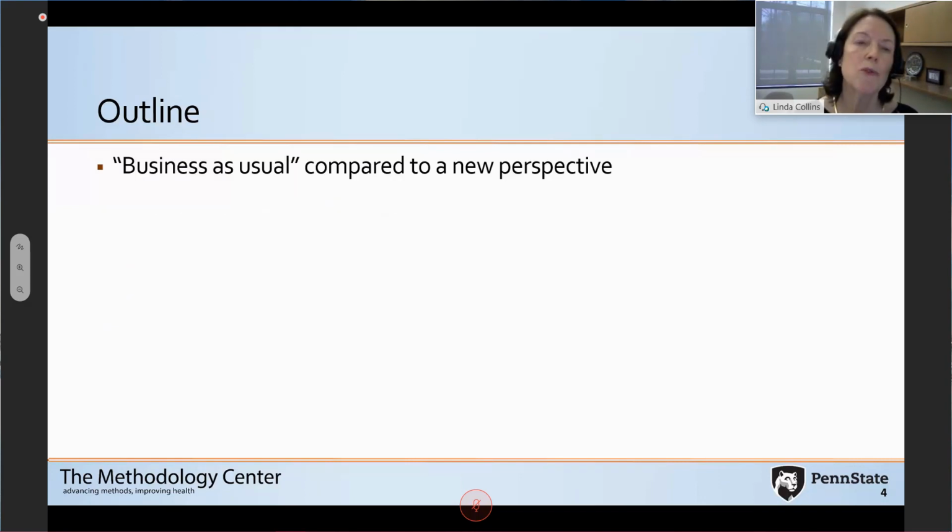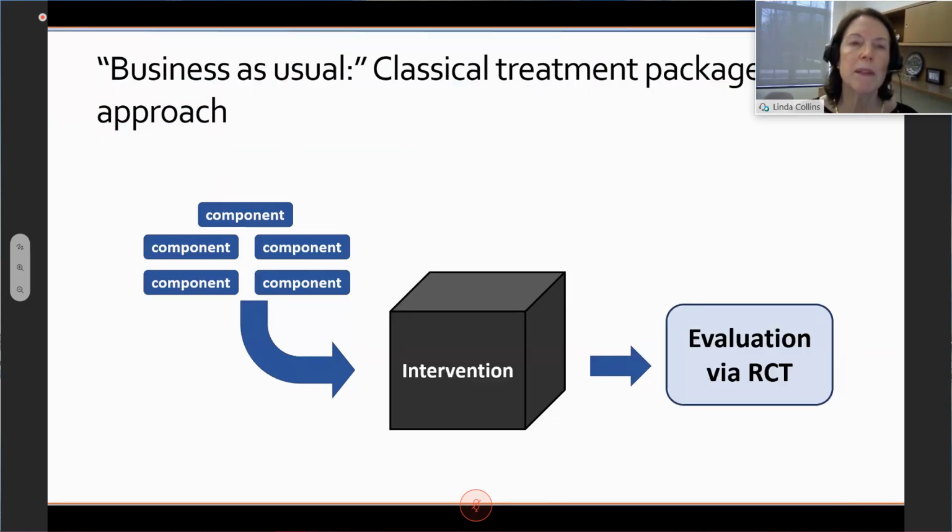So first, business as usual compared to a new perspective on things. This is business as usual. I'll call this the classical treatment package approach. In the classical treatment package approach, the intervention scientist identifies a number of components. I have five here, but it could be any number of components. Assembles them, perhaps pilot tests them first, and assembles them into an intervention. And that intervention is then evaluated by means of a standard randomized controlled trial, or RCT.